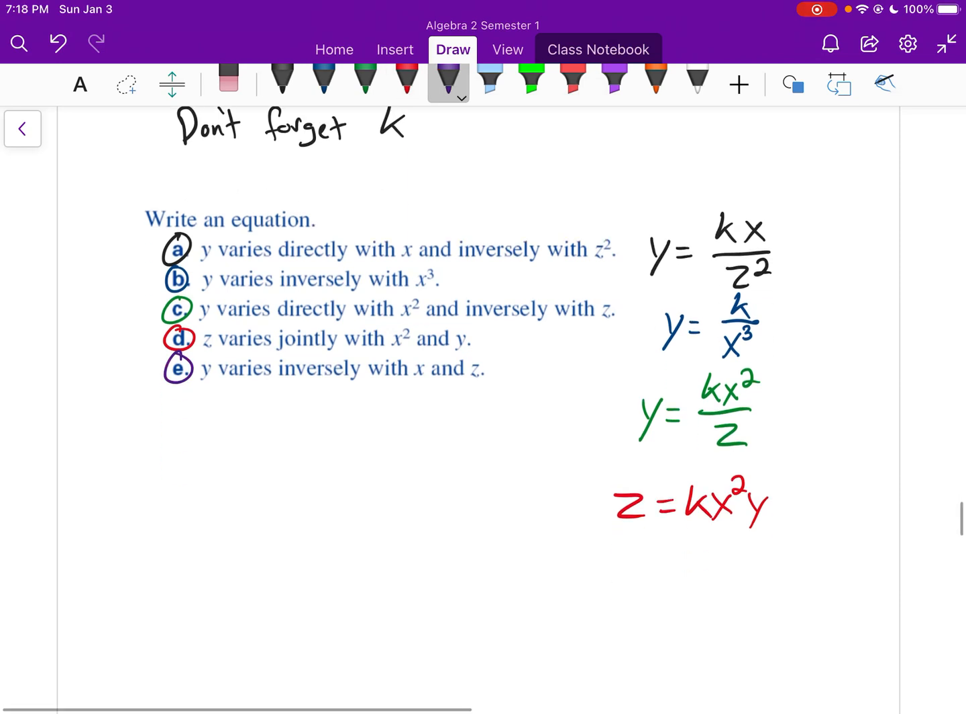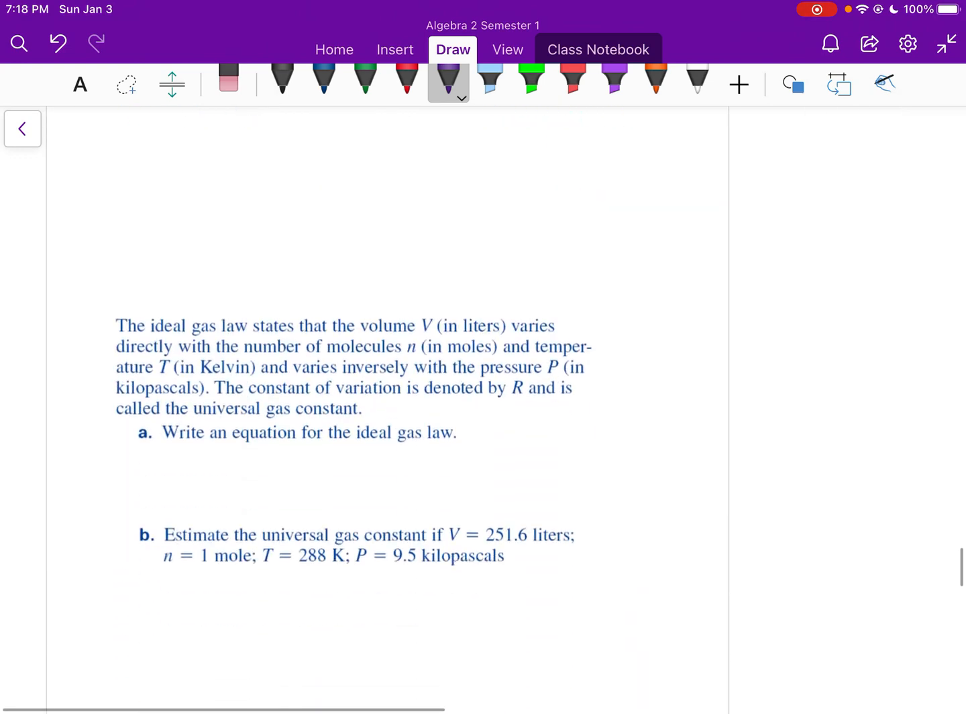And then finally, e, y varies, so y equals, inversely with x and z. It's varying inversely with both x and z, so they're both inverse, so you have to divide by both variables. All right, so that's writing equations of variations.